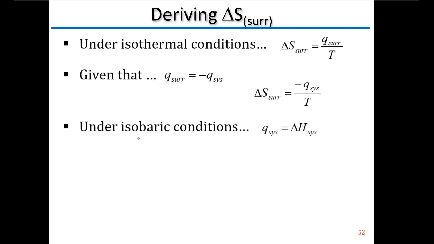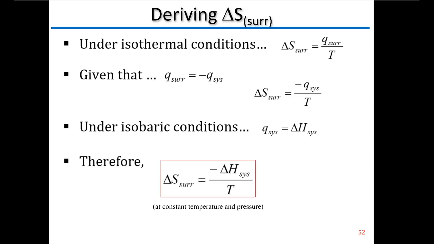Okay, and then under isobaric conditions, so this is at constant pressure, so isothermal is at constant temperature, isobaric is at constant pressure, we can say that Q of the system is equal to delta H of the system. Okay, so the heat of the system is equal to the enthalpy of the system. So therefore, we can come up with this. We can say delta S of the surroundings is equal to minus delta H of the system over temperature. And this is going to be at constant temperature and pressure.